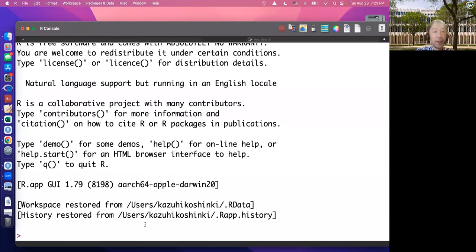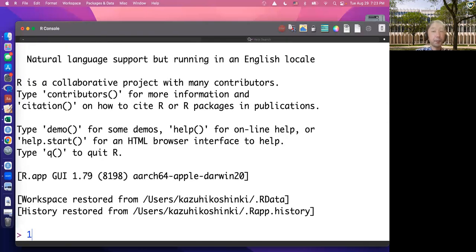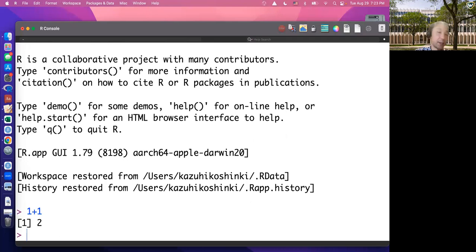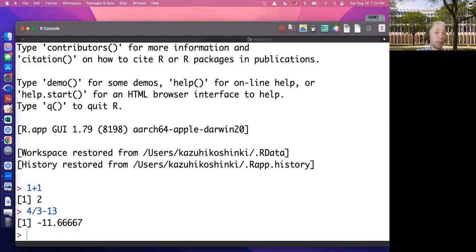Yeah, so some disclaimer here, and you can put any code here. So for example, addition, you can just type 1 + 1, then the return key, and you get 1 + 1 is equal to 2. The [1] means this is the first element of the output. Sometimes some outputs have multiple numbers. You can do division or subtraction in this way, maybe multiplication as well.